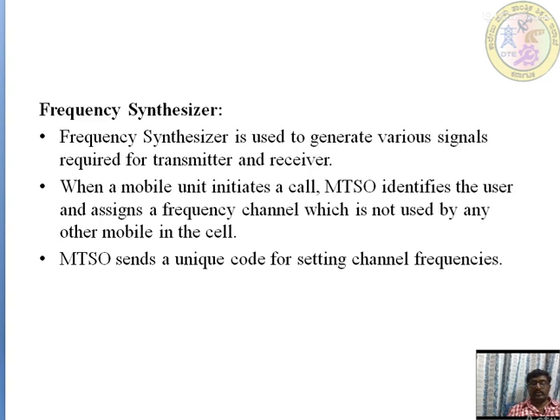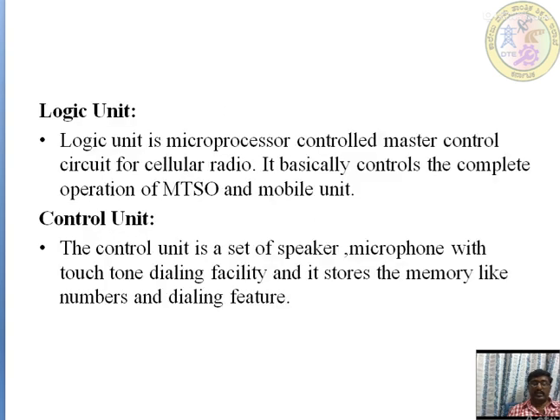Frequency synthesizer. The frequency synthesizer is used to generate various signals required for the transmitter and receiver. When a mobile unit initiates a call, the MTSO identifies the user and assigns a frequency channel which is not used by any other mobile in the cell. The MTSO sends a unique code for setting channel frequencies. And the last is the logic unit. The logic unit is a microprocessor controlled master control circuit for cellular radio. It basically controls the complete operation of the MTSO and the mobile unit.